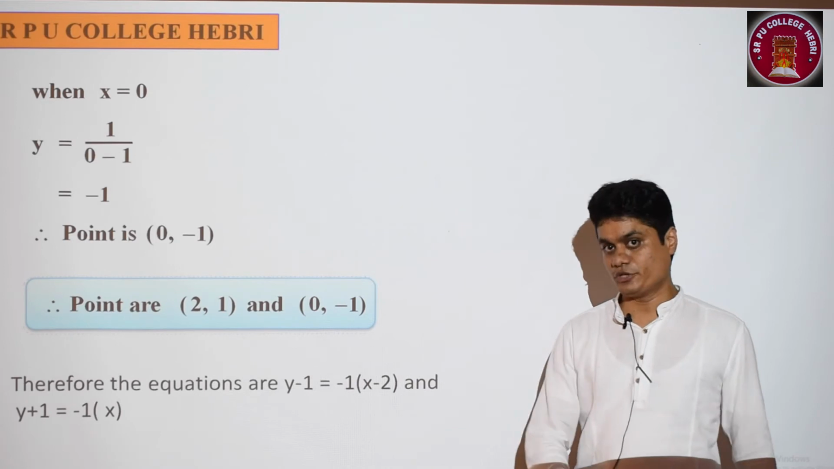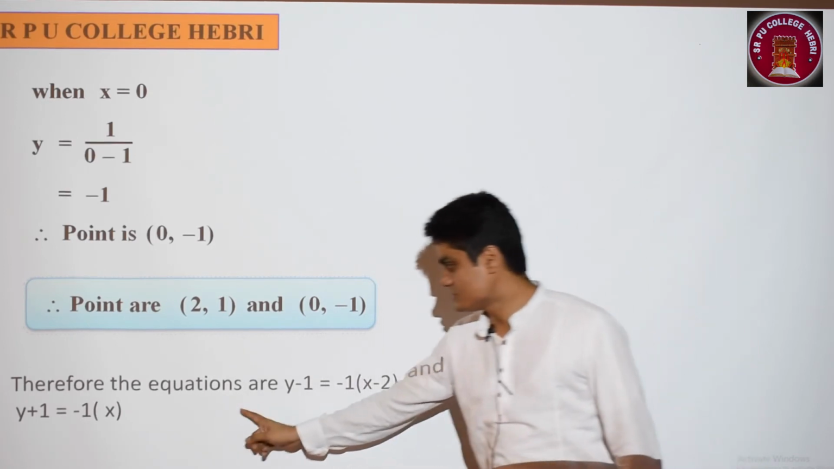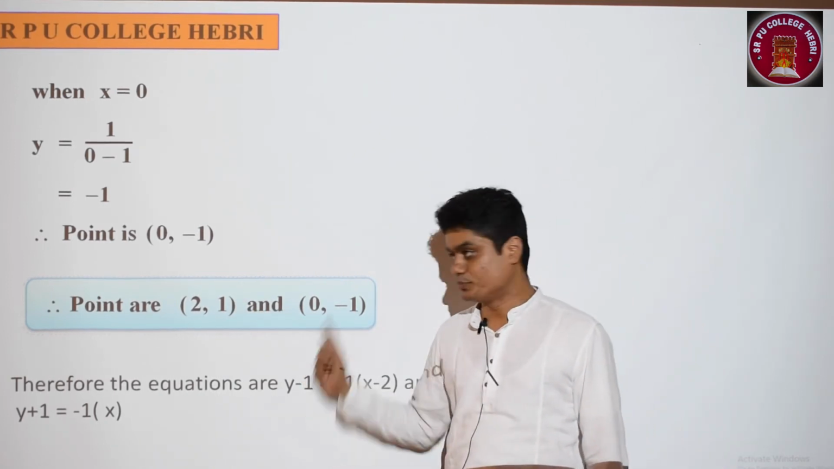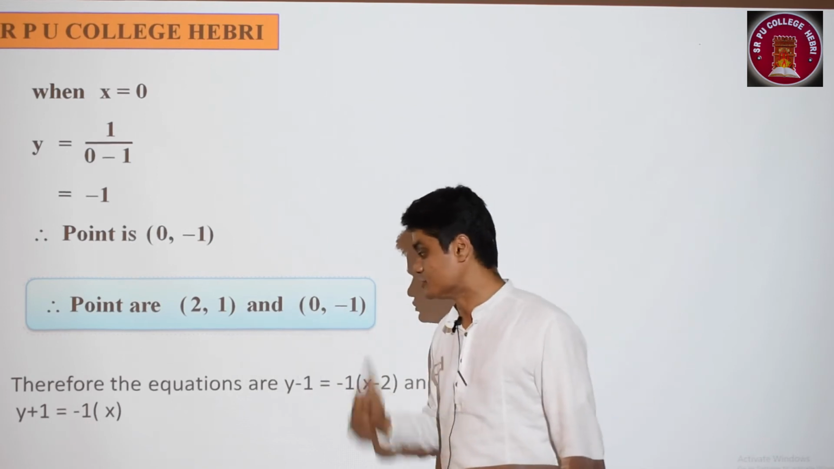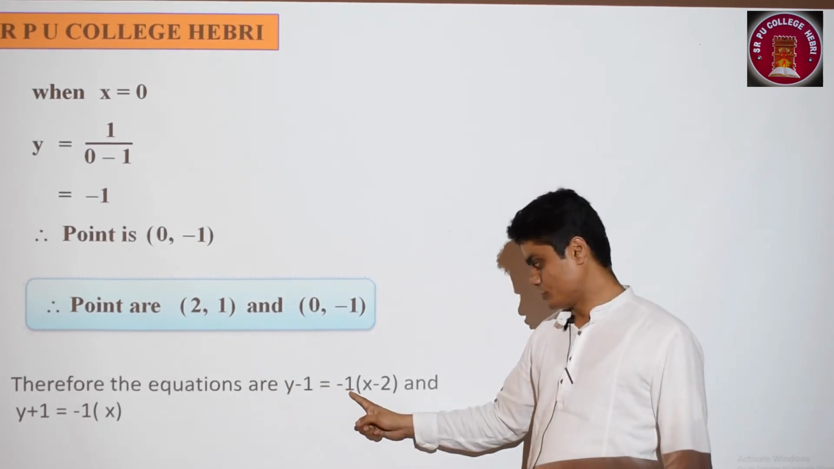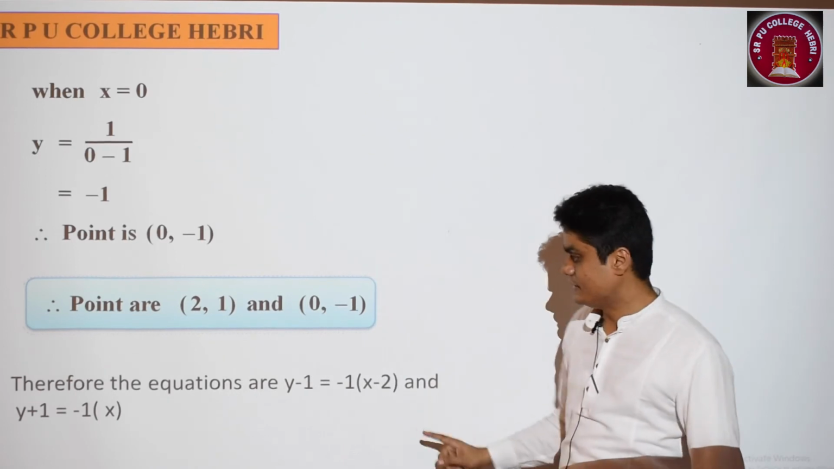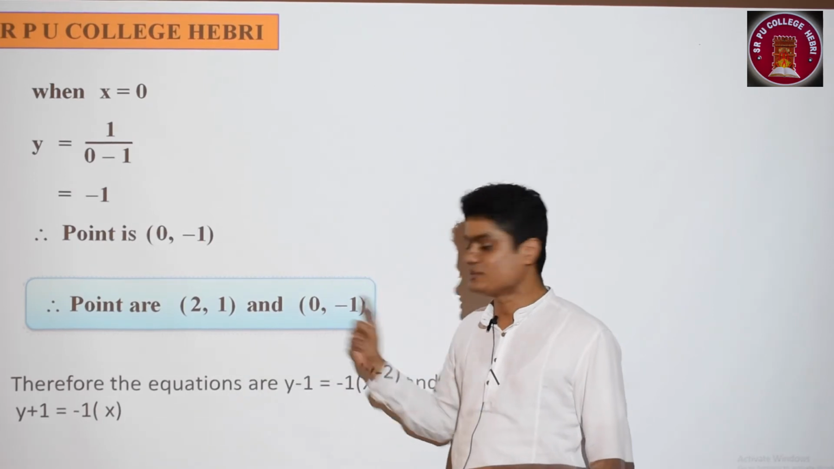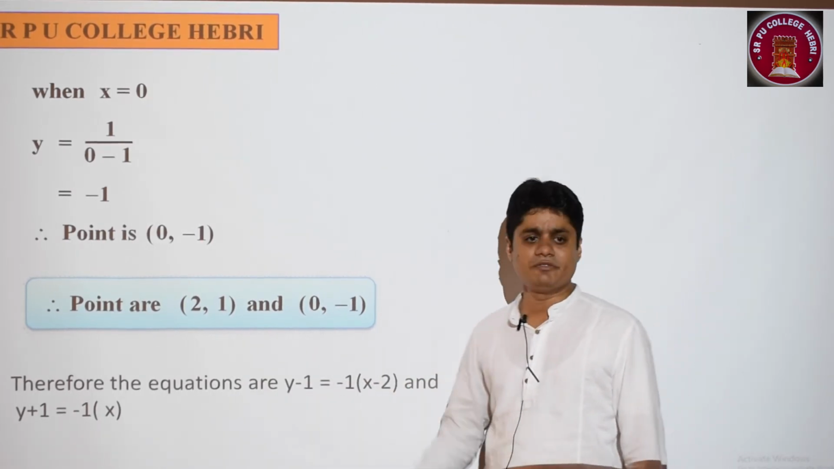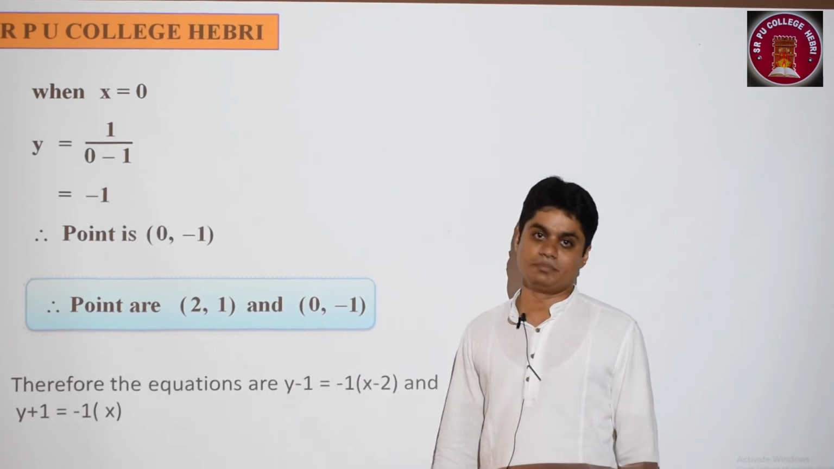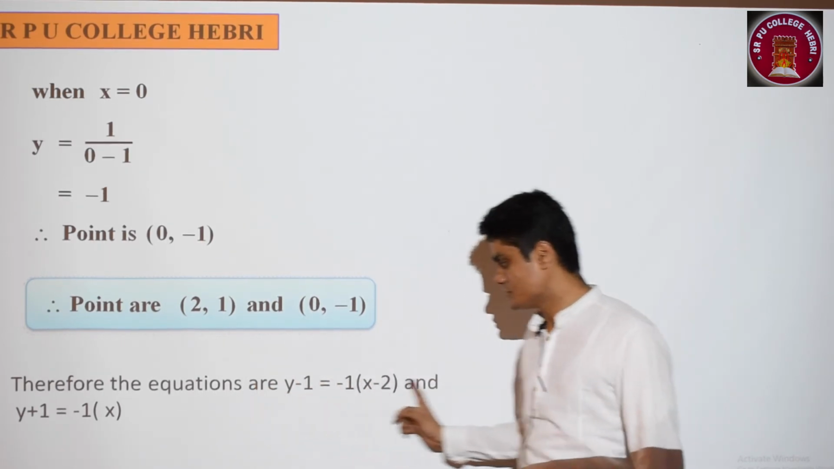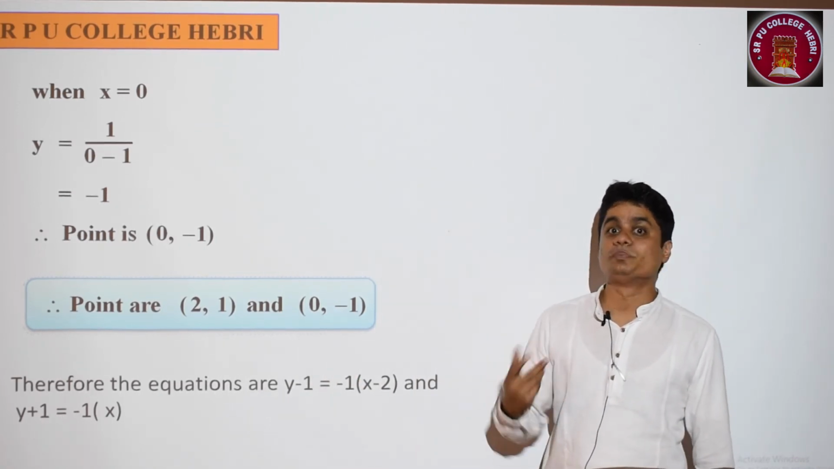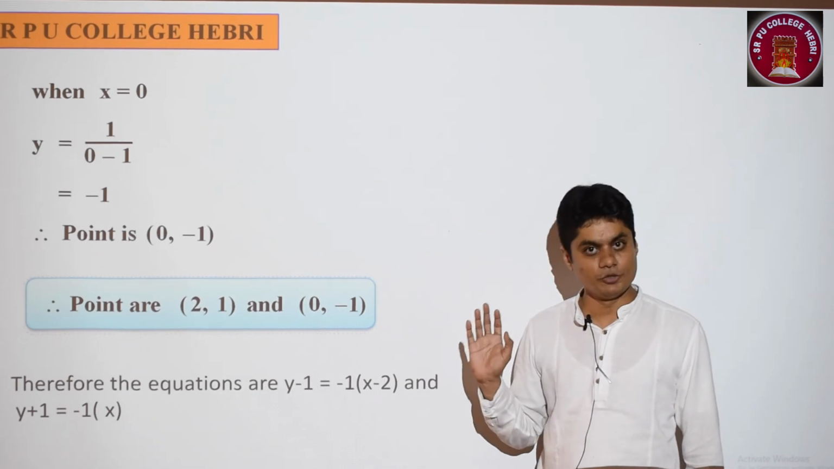I'll just give you the substitution, you have to complete this. So therefore the equations are, I hope you know how to get the equation of a line when you know the point and the slope. Slope is minus 1. So y minus y1 equals slope into x minus x1, and y minus of minus 1, that is y plus 1, into minus 1. Slope is minus 1, x minus 0. So simplify this and complete it. Therefore, the two equations of straight lines are these two, and these are nothing but two tangents to the curve where the slope is equal to minus 1. I hope you understood. Very good.